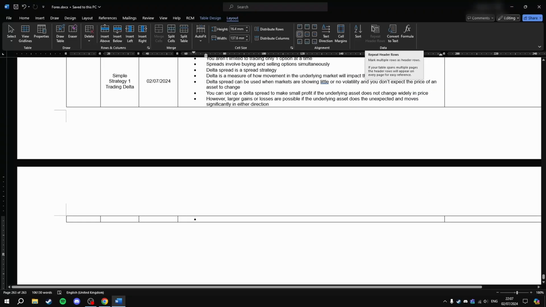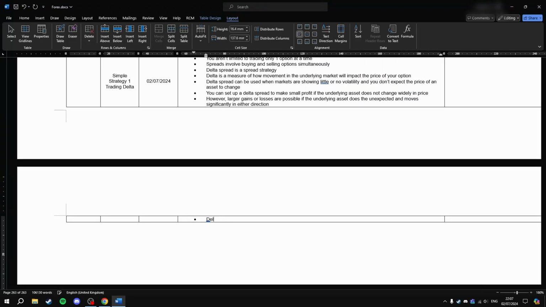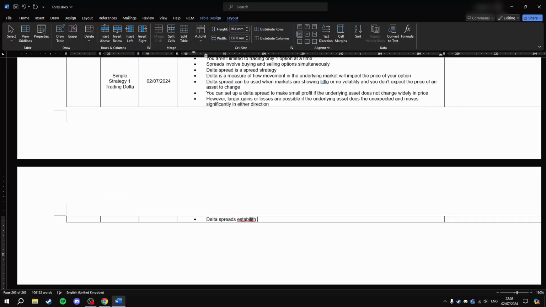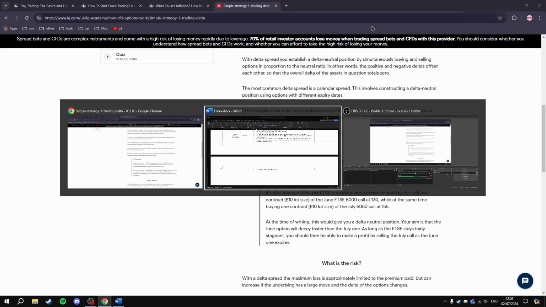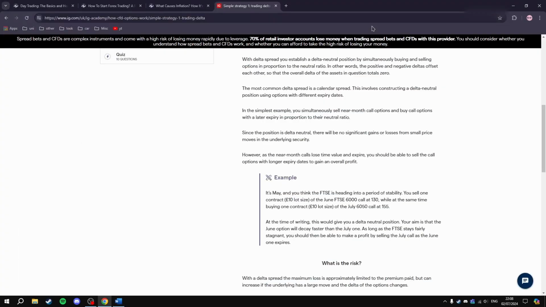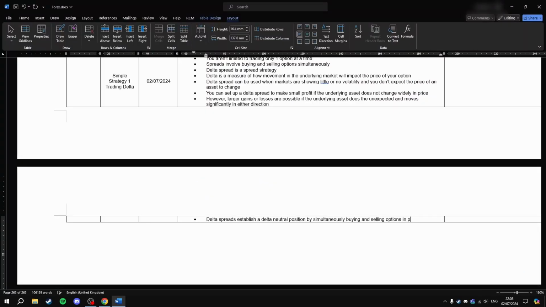Delta spreads establish a delta neutral position by simultaneously buying and selling options in proportion to the neutral ratio.